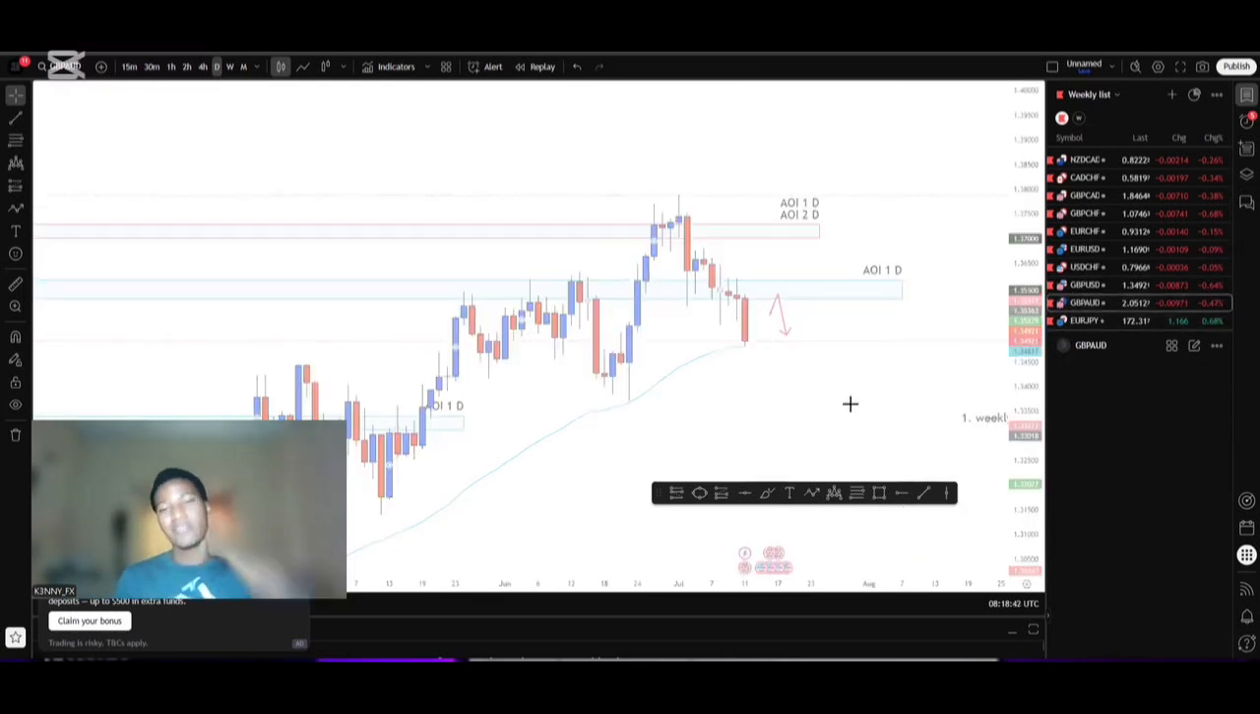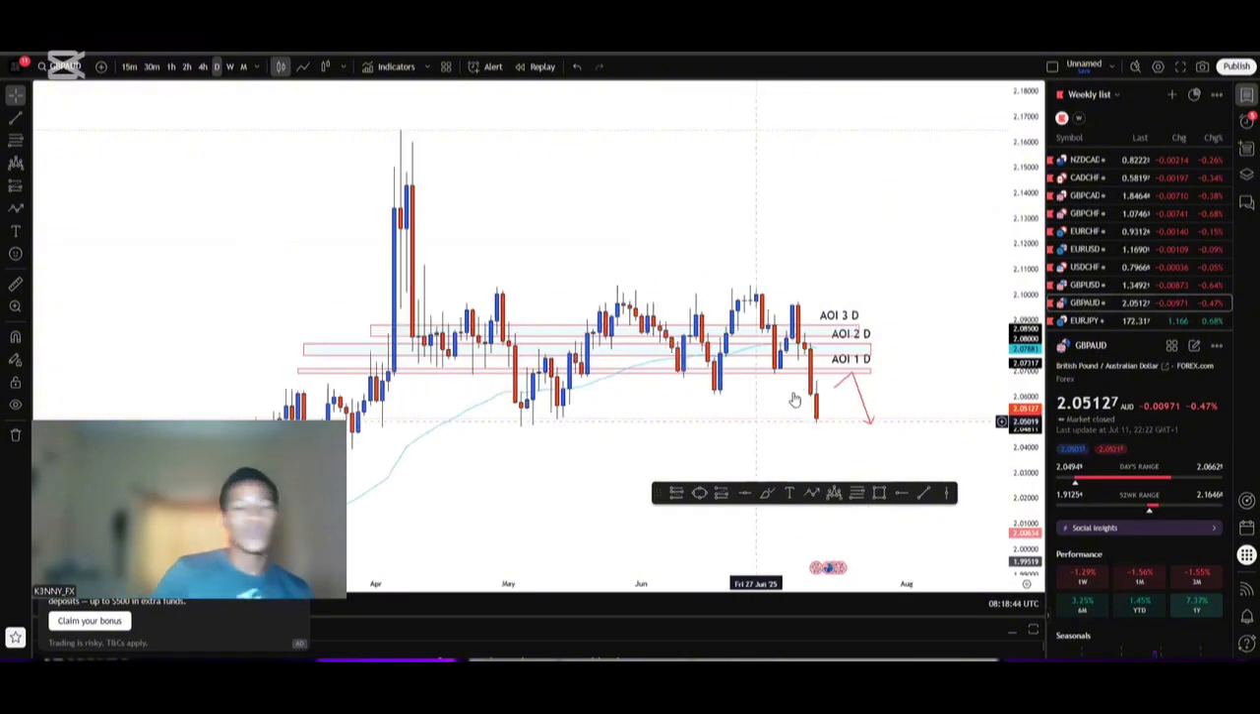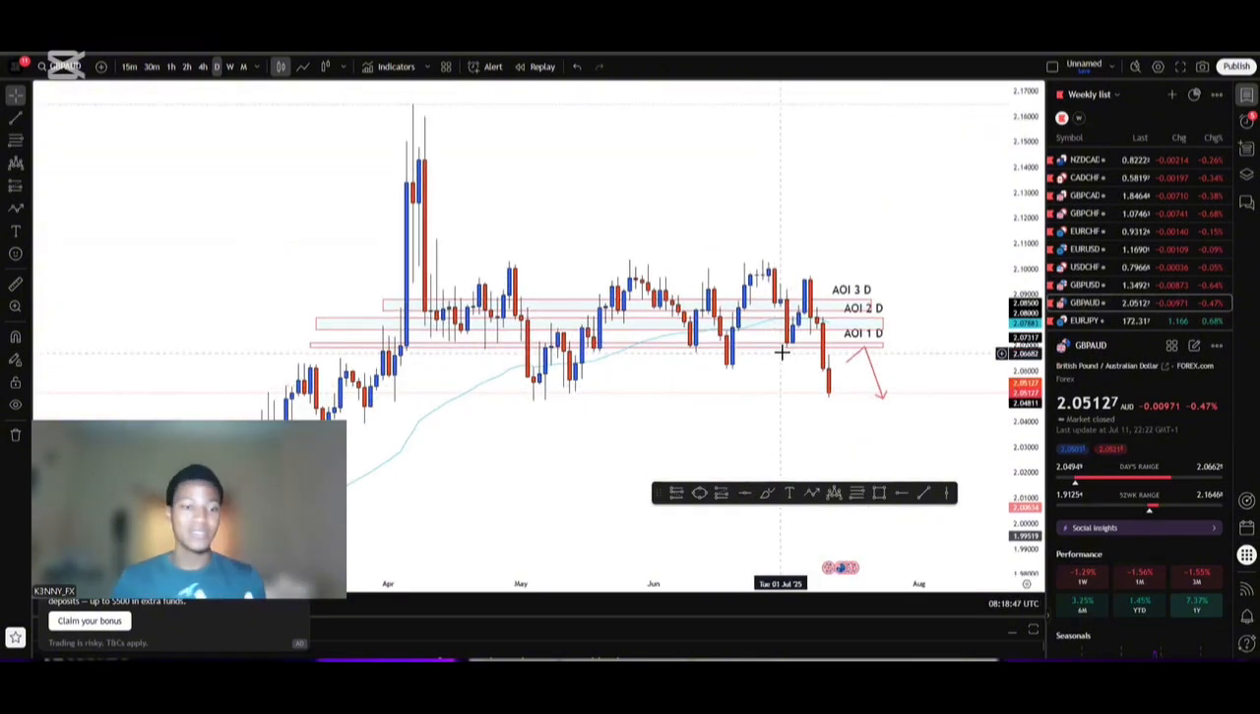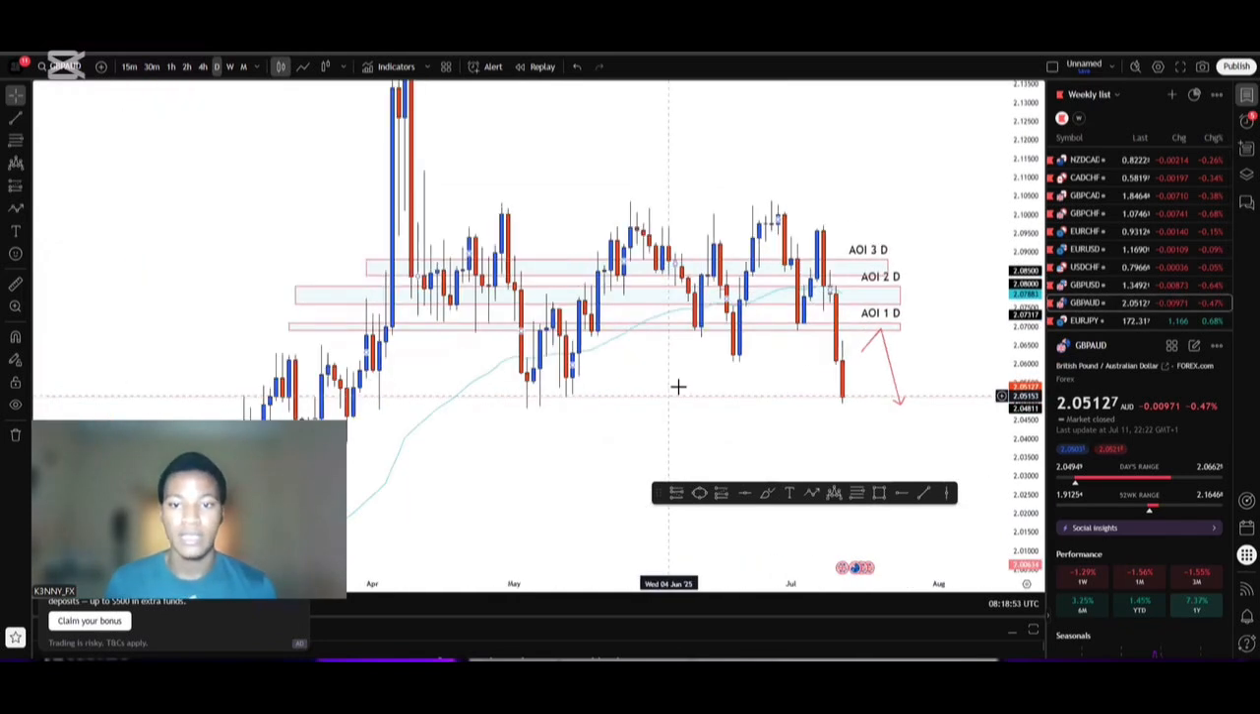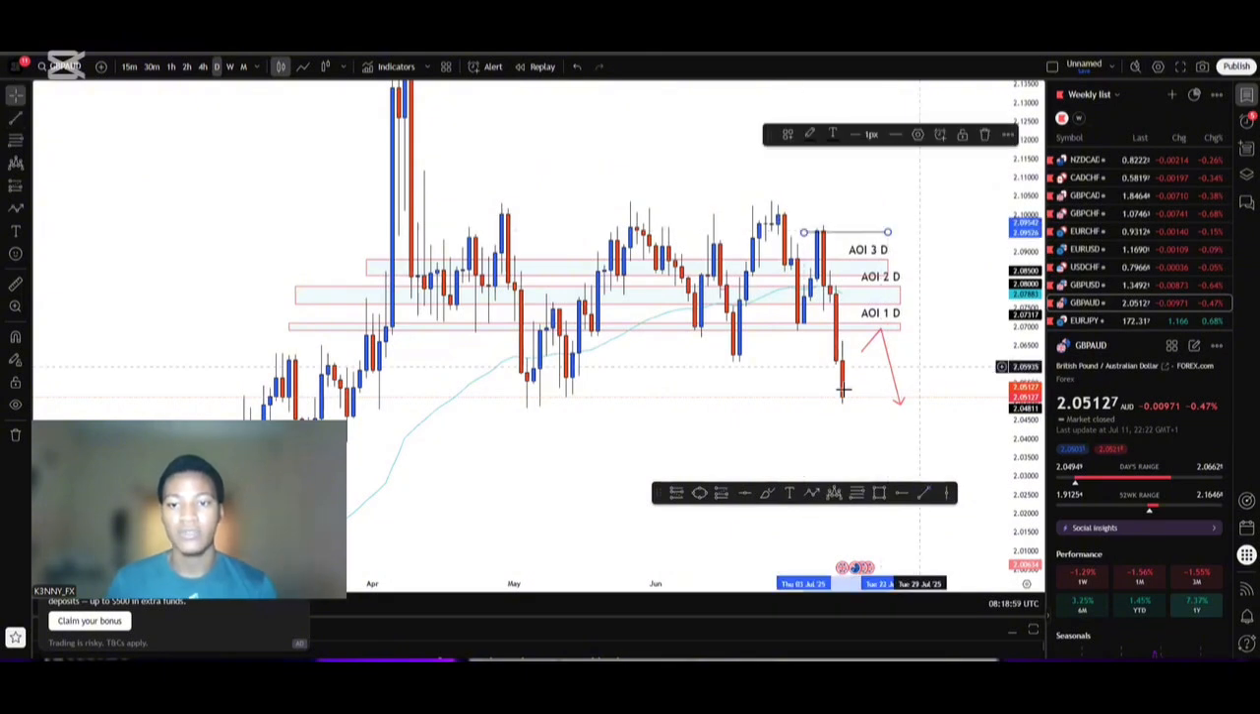I don't think GBP is going to be ready till like Tuesday, Wednesday, Thursday. So that's why it's at the end of the list. So as I said, daily is bearish. Let me go out to the weekly. But first of all, daily is bearish, as you all can see, lower high, lower low.